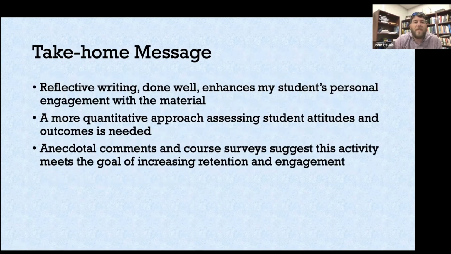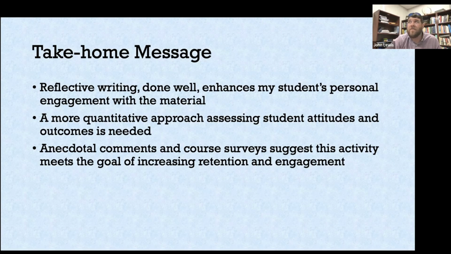So to send some take-home messages with you, I think that reflective writing done well really enhances my students' personal engagement with this type of material. In the future, some kind of quantitative approach would probably be best, especially if I were to try to publish this. And doing pre and post class kind of surveys. I do some survey work, but it's mostly anecdotal.